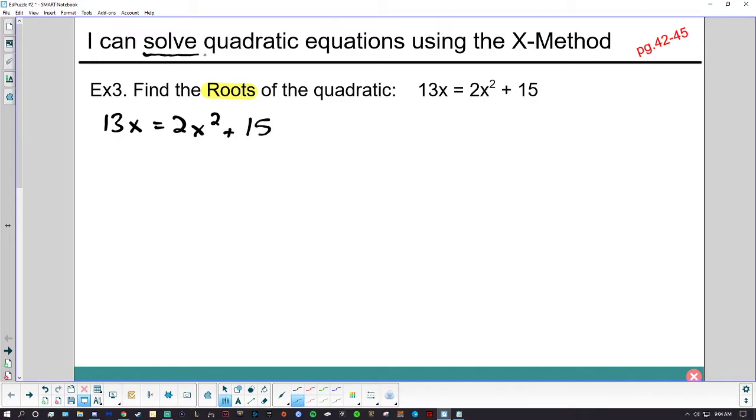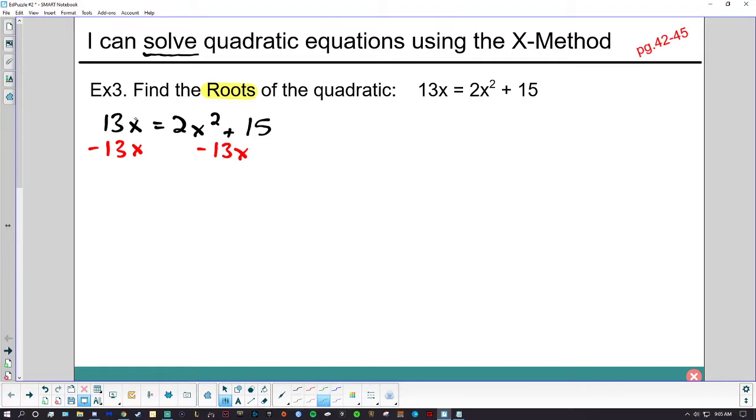When we solve a quadratic or find its roots, the first thing we need to do is make sure it's in standard form so we can factor it. Because in order to solve a quadratic, we first have to factor it by having it in standard form. So I need to move this 13x over to the right side. Since it's a positive 13x, I need to subtract 13x on both sides of my equal sign.